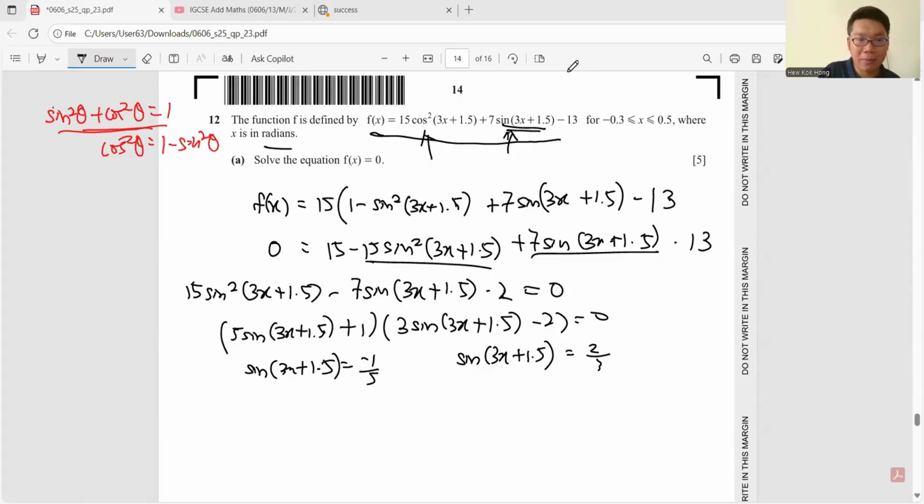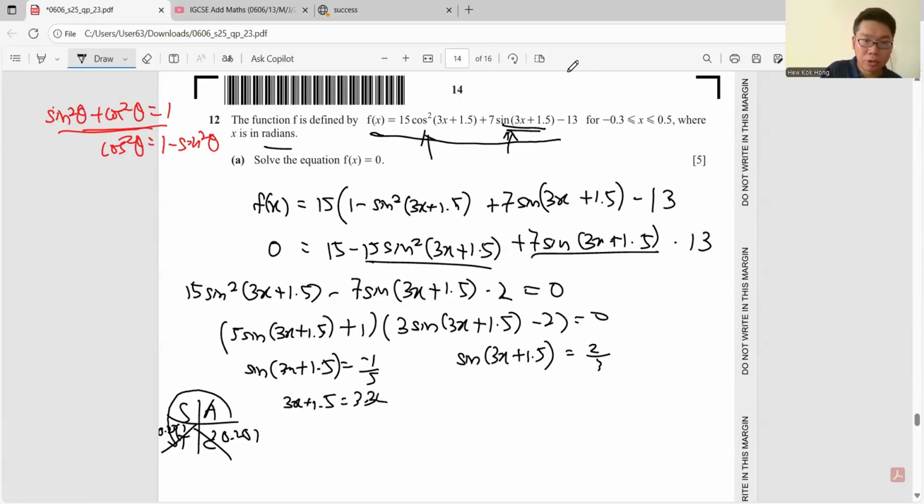Sine is negative, means it's these two regions. Then we can calculate shift sine 1 over 5 in radian mode. You get 0.201. So my first angle is pi plus 0.201. You get 3.34. 2 pi minus 0.201 is 6.08. Both also are minus 1.5.